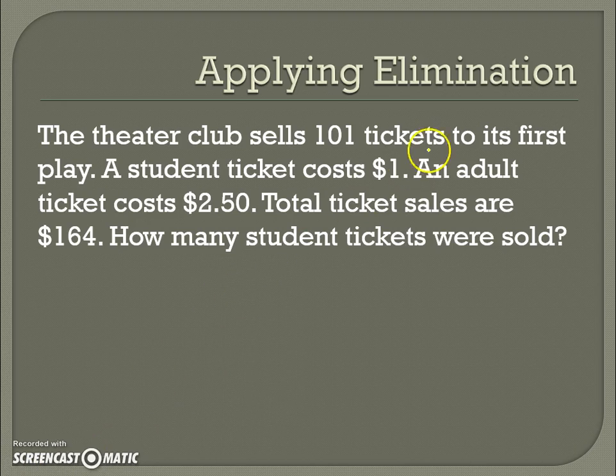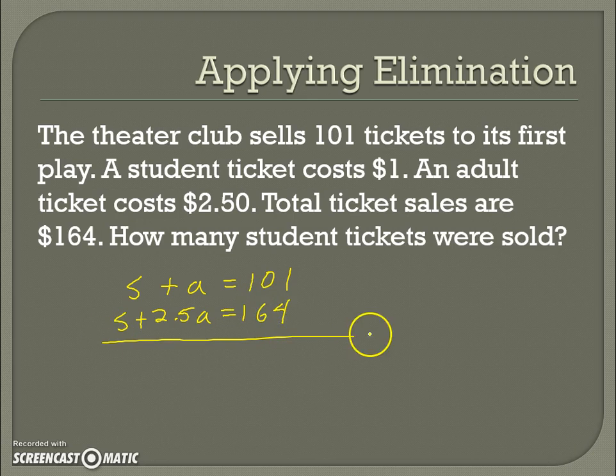I got one more thing to look at here. The theater club sells 101 tickets to its first play. A student ticket costs $1, and an adult ticket costs $2.50. Ticket sales are $164. All right, so we have students plus adults equals the total of 101. And then we know that an adult ticket's $2.50, so I have 2.50a, and a student ticket is $1, so that's just S. The value of those two things is 164.